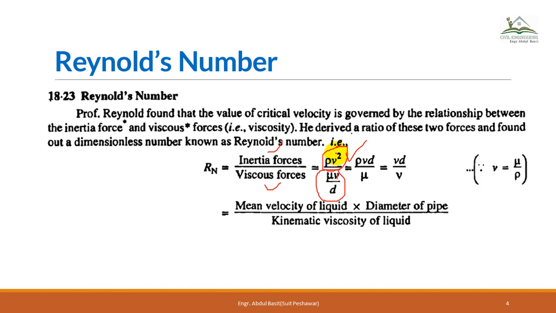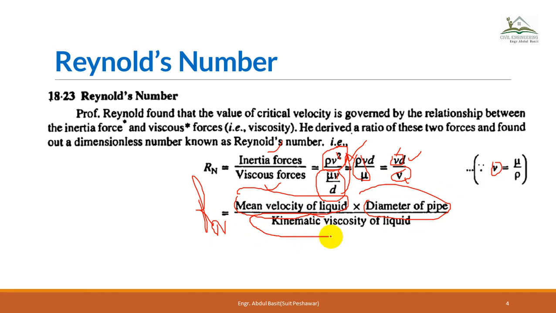So one velocity v will cancel with the square, and d will be taken to the denominator, so this will be rho v d divided by mu. The reciprocal of rho divided by mu, that is mu divided by rho, is the kinematic viscosity. So the kinematic viscosity is placed in the denominator: Rn equals velocity times diameter divided by kinematic viscosity. So the Reynolds number Rn is equal to the mean velocity of the liquid times the diameter of the pipe divided by the kinematic viscosity of the liquid.